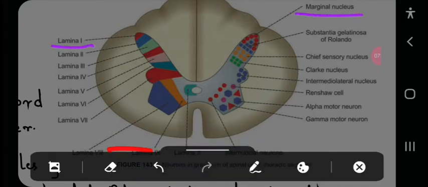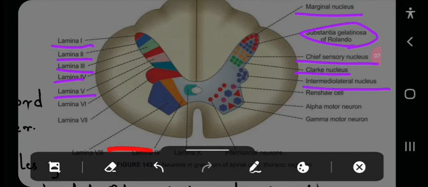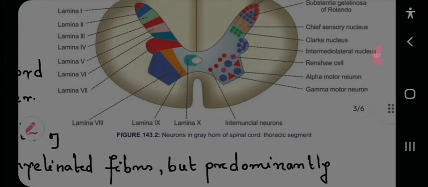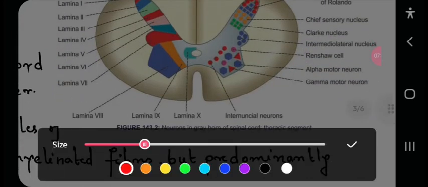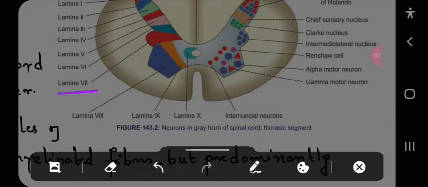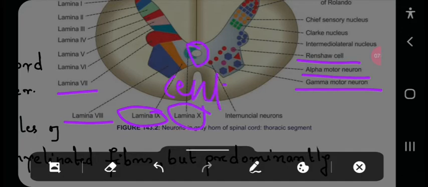Lamina 1, marginal nucleus; lamina 2, substantia gelatinosa of Rolando; lamina 3 denotes chief sensory nucleus; lamina 4, Clarke's nucleus; lamina 5, intermediolateral nucleus; lamina 6; lamina 7, Renshaw cell, alpha motor neuron, gamma motor neuron; lamina 8 here, and ninth lamina, and lamina 10 is in center. Internuclear neurons.